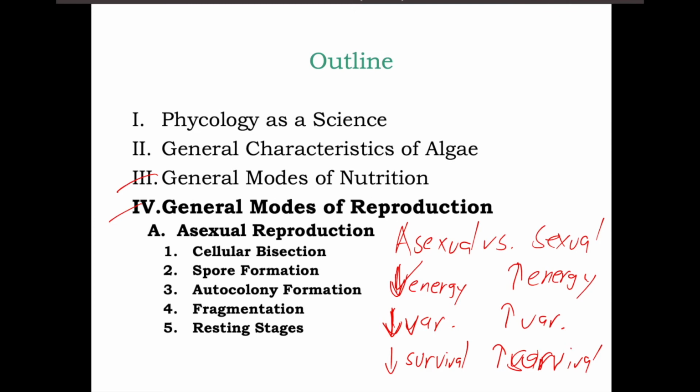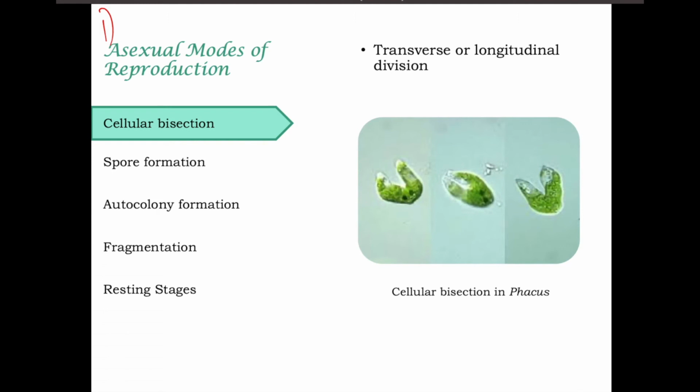Kind of like that. Okay, so let's look at how the algae groups are doing it here. First, we'll talk about the asexual modes of reproduction, starting with cellular bisection. In this portion right here, we'll talk about the Pacus genus.